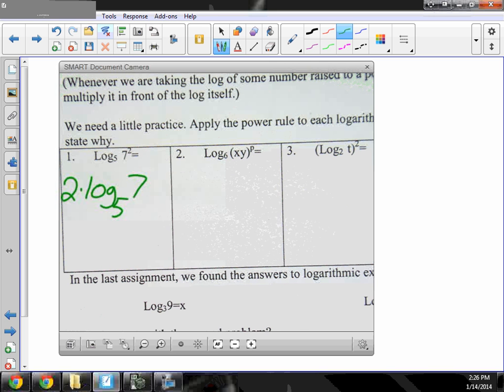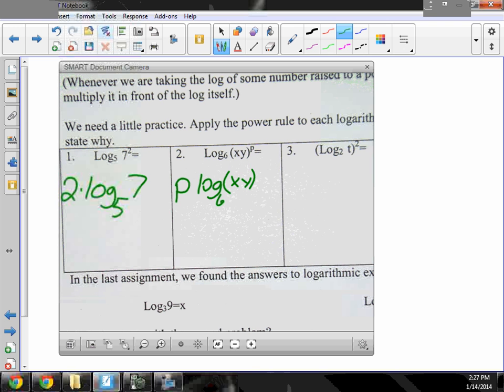Okay? What about in part 2? Well, x times y is just a number, right? So it could be the number z. So log base 6 of z raised to the p. Can we pull that exponent down? Yes. So p times log base 6 of xy.